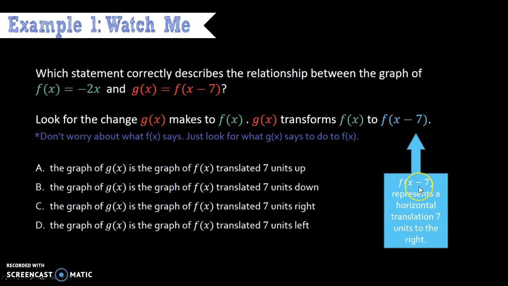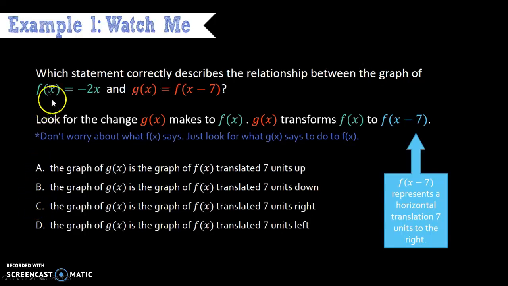So x minus 7 represents a horizontal translation 7 units to the right. That's what the minus 7 inside the parentheses right here represents. That's a horizontal translation, 7 units to the right. So that means that C would be the correct choice for this one.